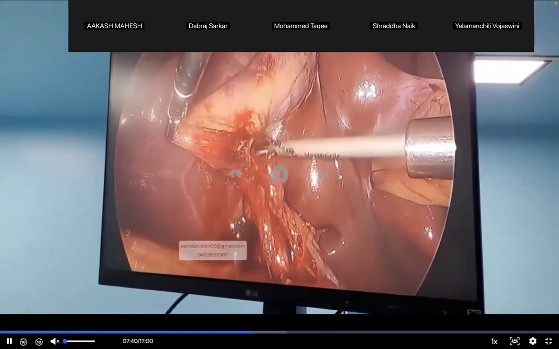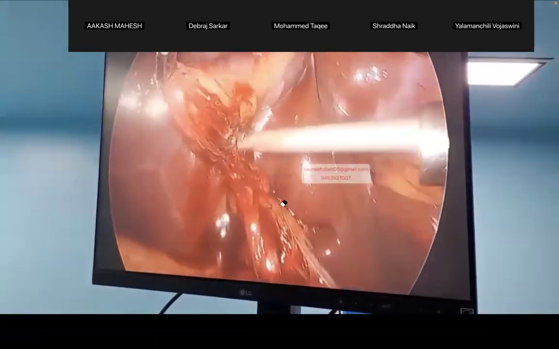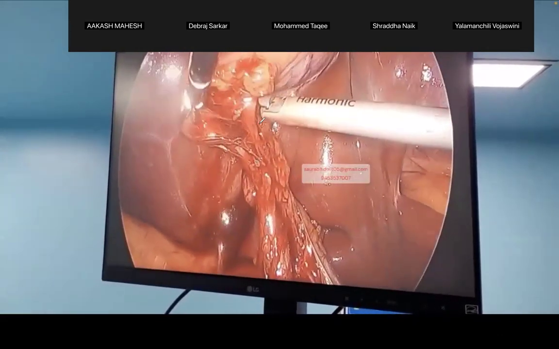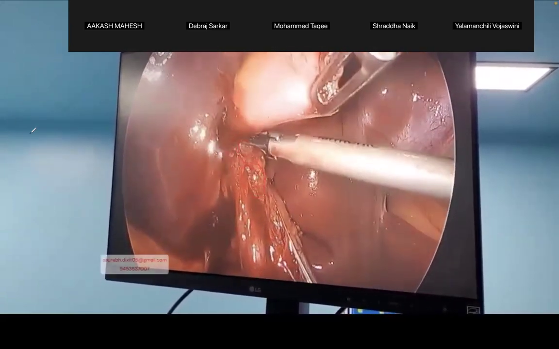So where is the cystic lymph node? Now this is the cystic lymph node. Can you see? This is the place where you will have the cystic lymph node. Yes, there is a cystic lymph node in this place.